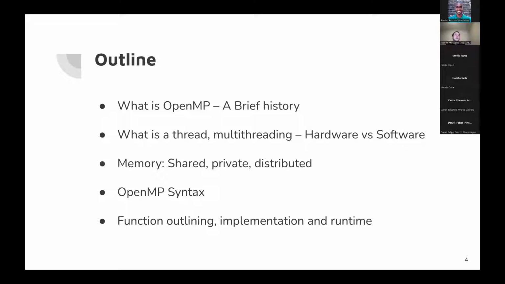Then we're going to talk about memory. Memory is a really big aspect of OpenMP. OpenMP is mainly a programming model that understands that memory can be shared between the different workers, in comparison with other models like MPI, where workers have to actively and explicitly communicate with each other, sending messages. We're going to explain the OpenMP syntax, and more or less how the implementations take OpenMP and map it into what we actually run and execute under the hood.